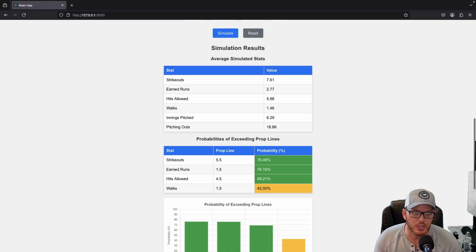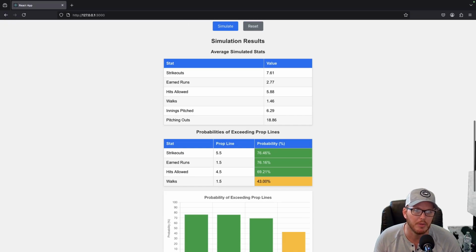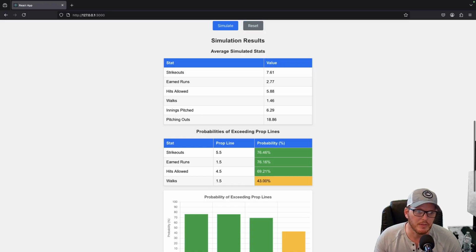Strikeouts, 5.5, which is the line we want. He's going over 76% of the time. 76% of the time, he's getting 6 strikeouts, okay? Earned runs, 1.5, he's actually going over that 76% of the time. He's going over his hits allowed, 4.5, 69% of the time. And then his walks at 1.5, he's only going 43% of the time. So we would avoid that. What we are looking for is the highest probability, which is going to be his strikeouts or his earned runs.